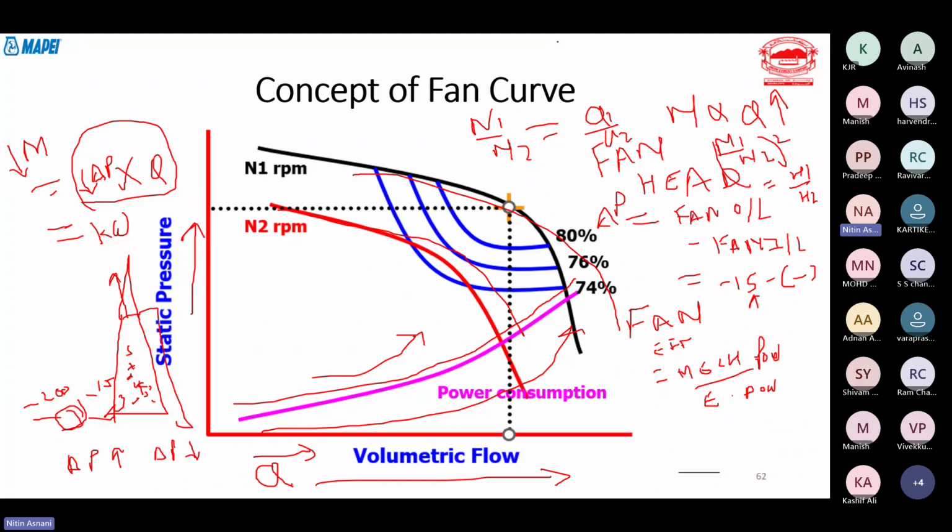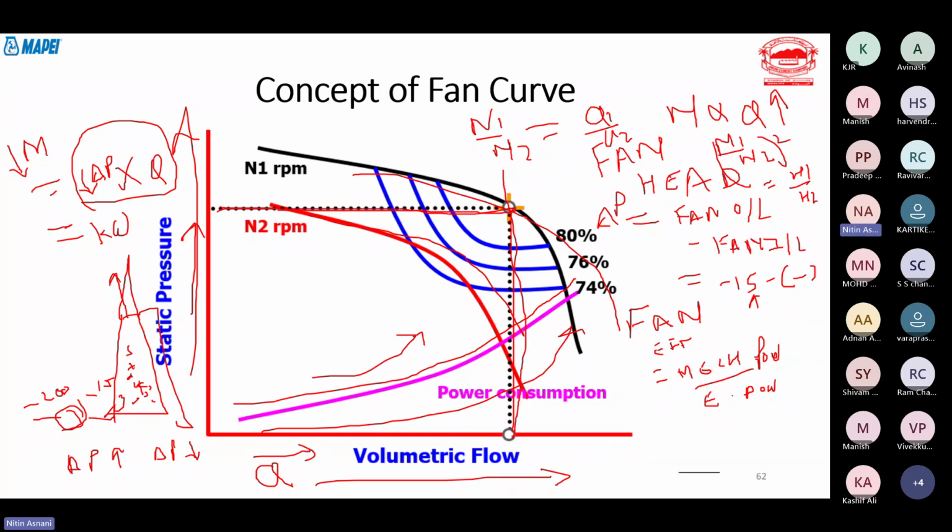Now, someone discussed this initially when I asked what the operating point is. Can anyone tell me what the operating point in the fan curve is? Very simple, yaar. This is static pressure, this is fan head. What is this? This is the system resistance. The system resistance and this flow, this is the operating point.